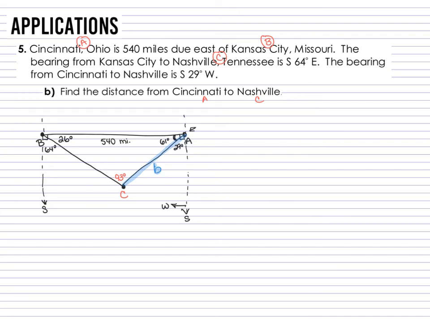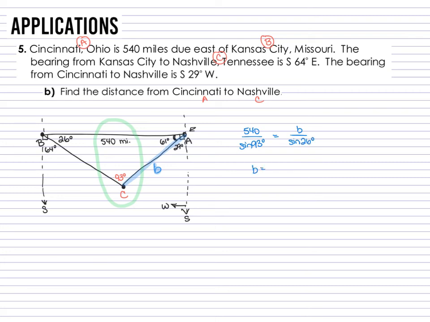All right, so in solving for side B, since we still have the side that is across from the angle, we can still use the law of sines, which is great, much easier. So again, I'm going to set it up. We're solving for a side, so I'm going to put the side that we have on top over the sine of its corresponding angle. So 540 over the sine of 93 equals B over the sine of 26.